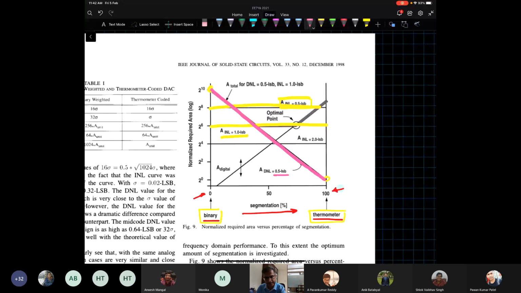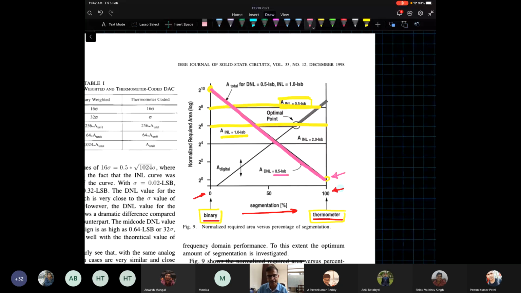So if I go to the binary, then the size of the analog area is going to be very, very high to get a certain 0.5 LSB DNL. And if I just do a thermometer DAC, then the size of the analog elements is going to be pretty small. However, these are not the only things which decide the area of our DAC.